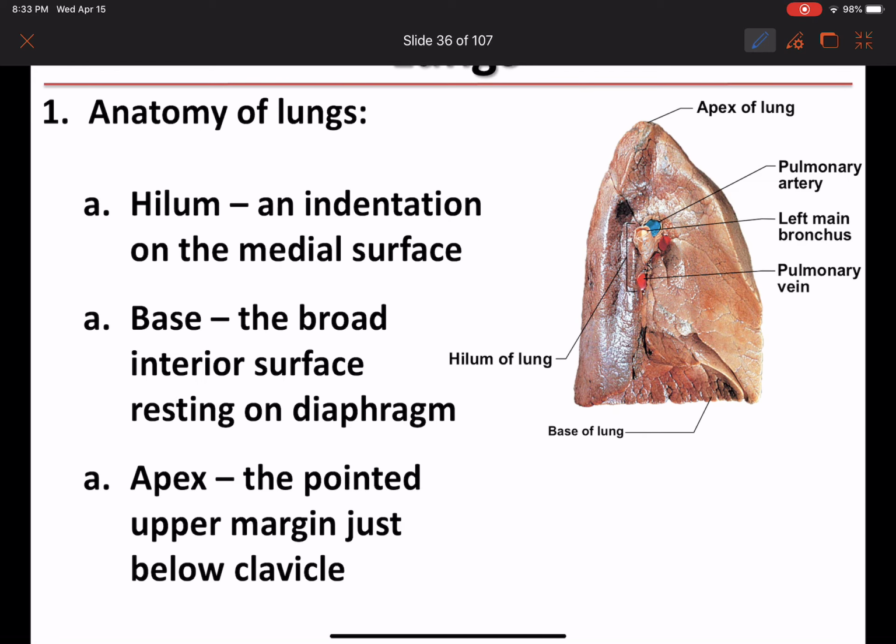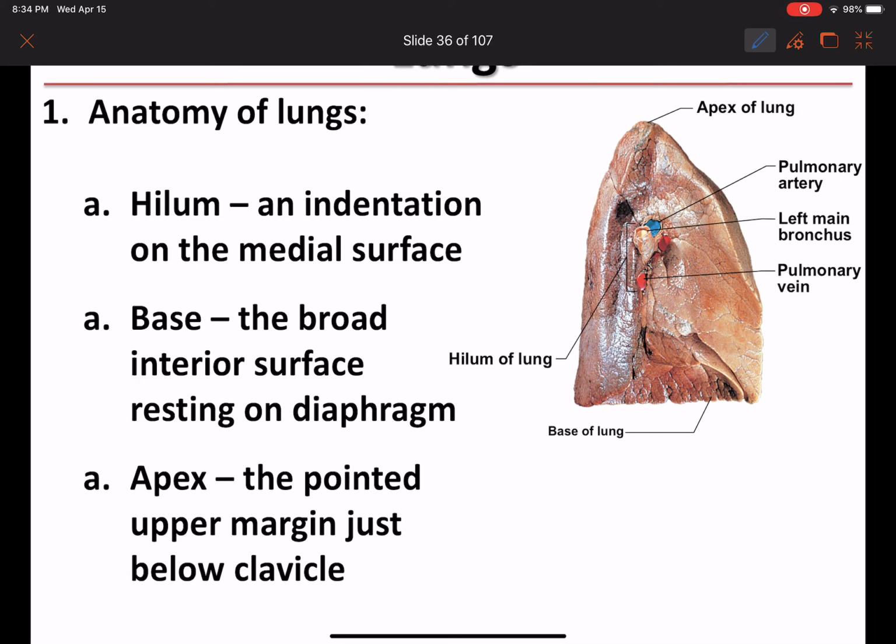So when you're looking at the medial surface of the lung, you're going to see these indentations that individually are known as the hilum. And this is the place where you're going to see all of the blood vessels and primary bronchi actually attaching to the lung. And the place where all these structures attach at the hilum is technically known as the root of the lung. But the hilum is that indented region where they actually form that attachment.